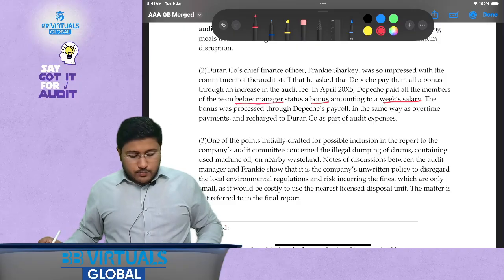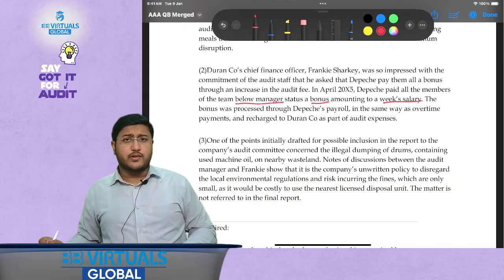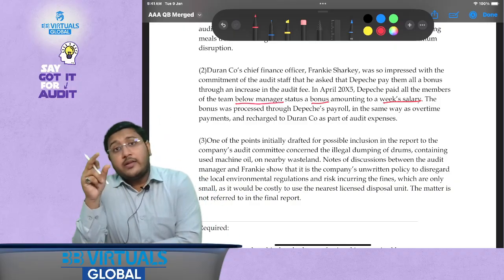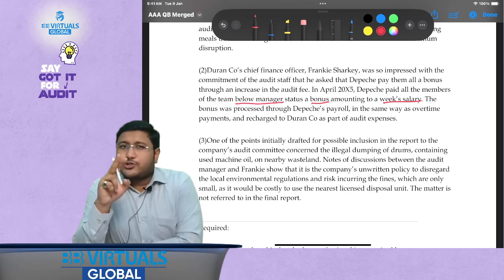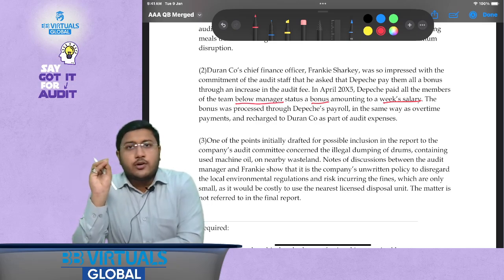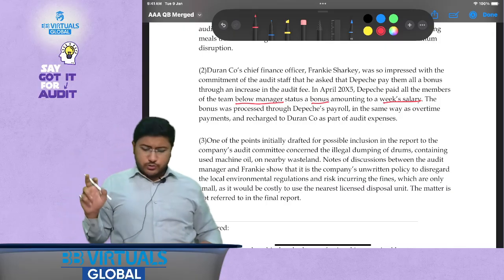The bonus was processed through Depesh's payroll in the same way as overtime payments and recharged to Duran company as part of the audit expenses. That is, it has been paid and the same amount has been charged. Now that should not be the case ideally, because even if you are paying the overtime, that is your call that you are paying. So that is why it should not be charged back to the client.